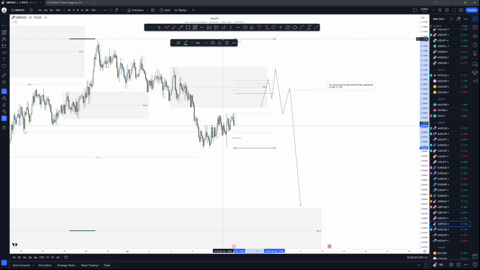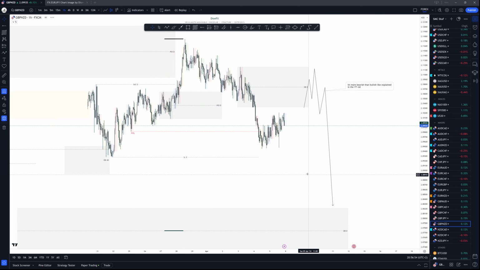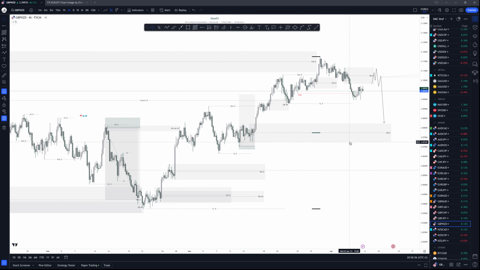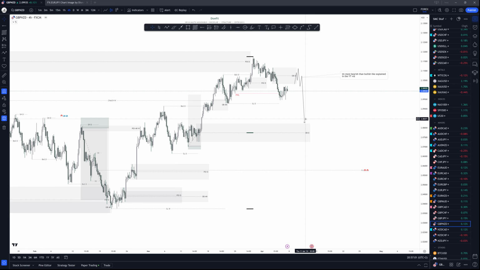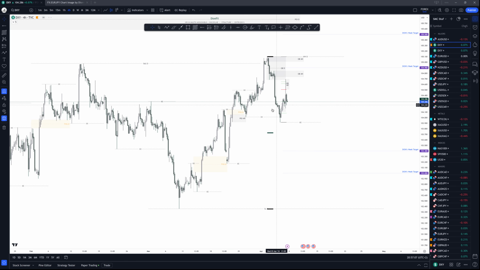If price comes to this level, around this level right here, we will look to sell it to the downside to target these lows. If you haven't watched the video yet, I'll put the link in the description so that you can go and watch it. And that'll be all for now. Just use DXY to trade.